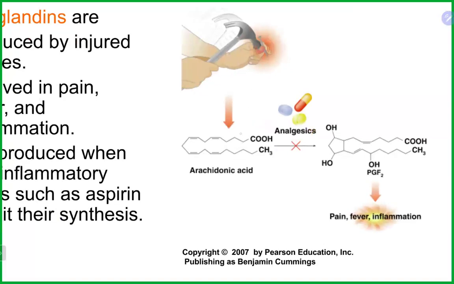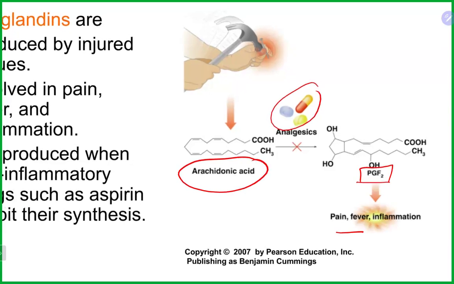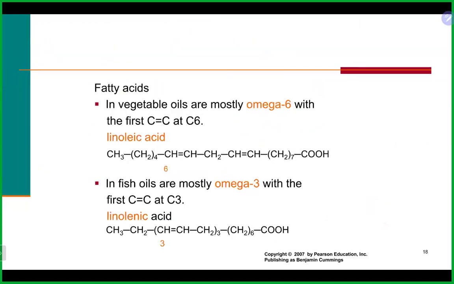So you hit your thumb there, you're going to start producing this. You take some pain medicine there, and it hopefully will stop, obviously, the formation of those guys, and hopefully stop some of your pain and inflammation, and perhaps fever. Unless you pick up the hammer again and miss again, I suppose, right?